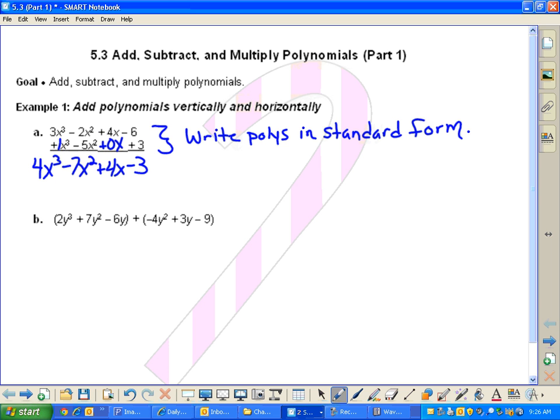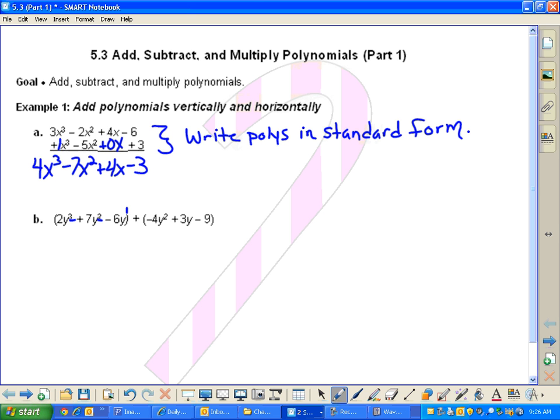So if you see a problem that's written like part B, the first thing you want to check is to make sure that they're written in standard form. So I have 2y to the third plus 7y squared minus 6y, and it goes 3, 2, 1, so that's in standard form. And then the second polynomial goes 2, 1, and then y to the power of 0. So that second polynomial is also written in standard form.